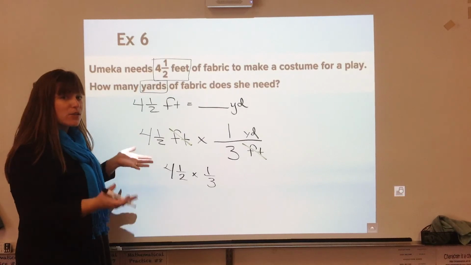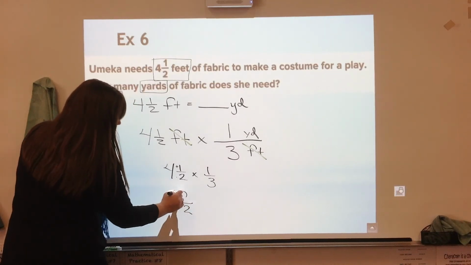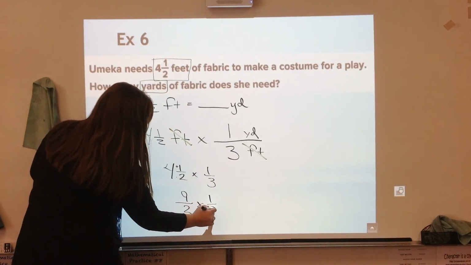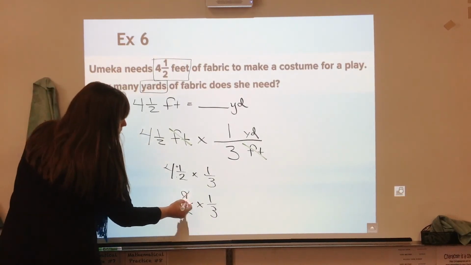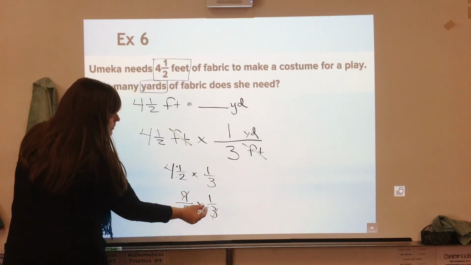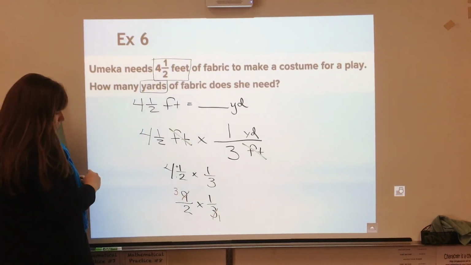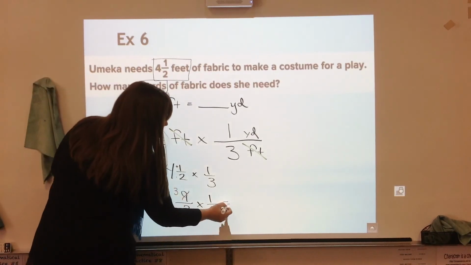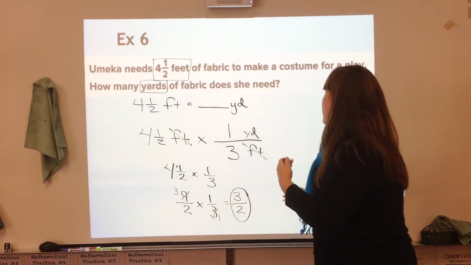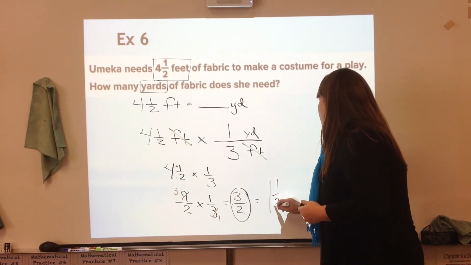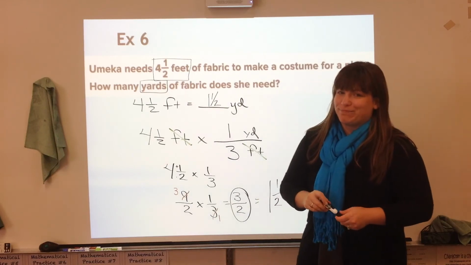This goes directly back to our other lessons we've been working on. So we're going to convert this to an improper fraction of 9/2 times 1/3. We can do that simplified trick, if you remember that, because 9 and 3 have a common factor of 3. 3 divided by 3 is 1. 9 divided by 3 is 3. So we're left with 3 times 1 and 2 times 1, which is 3/2. You know that automatically as being 1.5, or if you remember from our other example when we divided, we got 1.5, which means we have 1.5 yards.